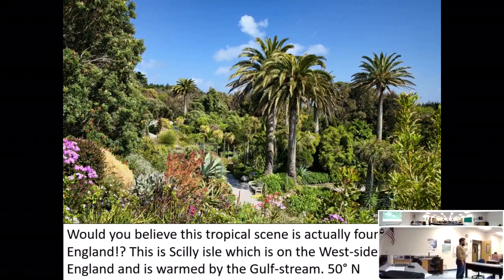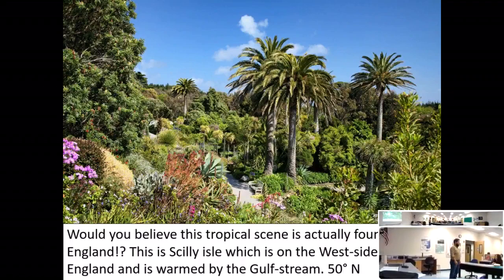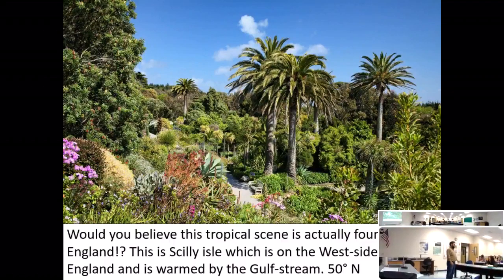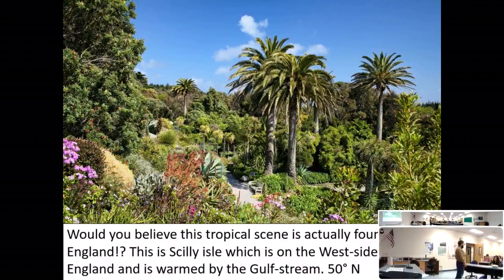So, okay, I'll give you the answer, which I think is really interesting. This is actually an island off the coast of England. Is that what you think of England looking like? So this is called, I kid you not, the Isle of Scilly, but it's spelled differently. Anyway, this island is on the west side of England, and it's warmed up by that Gulf Stream.